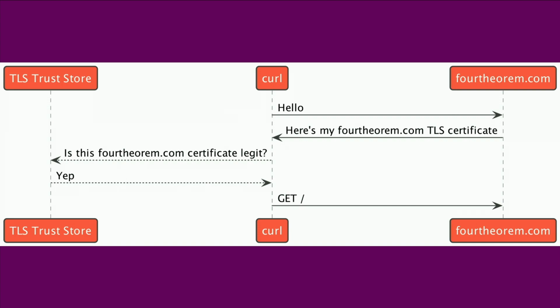Basically, you connect, it does this hello, and then you get a certificate back. Then the process, curl in this case, will go to the OS certificate trust store where it has all the certificates. It'll go, is this legit? It goes, yep, that's who it claims to be. And then it continues on and does a request. So that's the normal thing, and that's what I wanted to happen here.